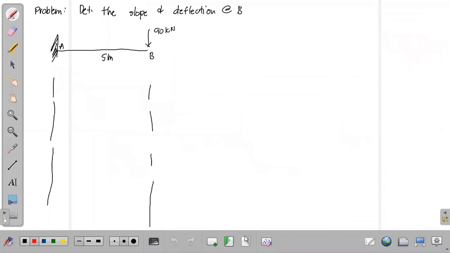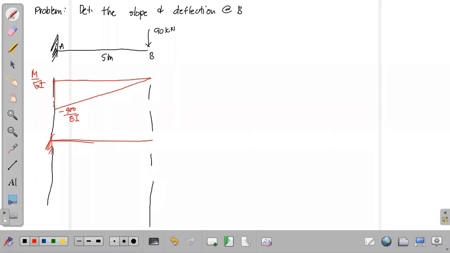Okay, so kindly try this. Determine the slope and deflection at B. So let's say, para mabilis, 90 times 5, this is negative 450 EI. Okay. So this is our M over EI diagram.